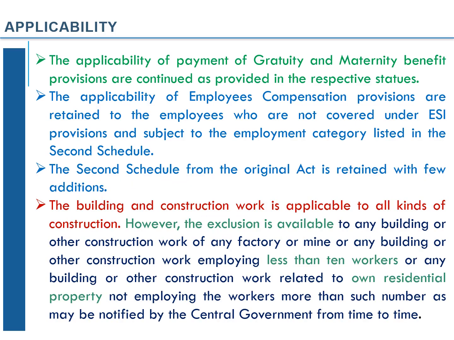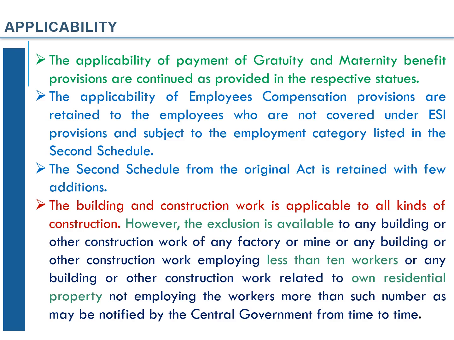The building and construction work is applicable to all kinds of constructions. However, there are exclusions provided if a building or a factory or mine employing less than 10 workers or any building or other construction work related to own residential property are excluded from the code. However, with regard to residential property, it will have number of employees for coverage which the central government will prescribe from time to time.